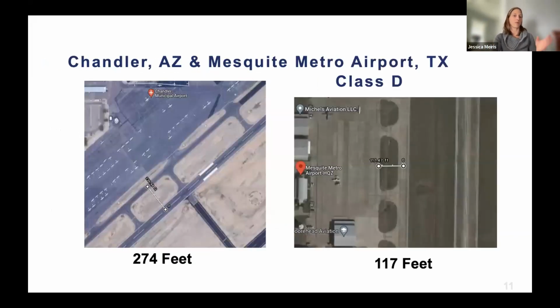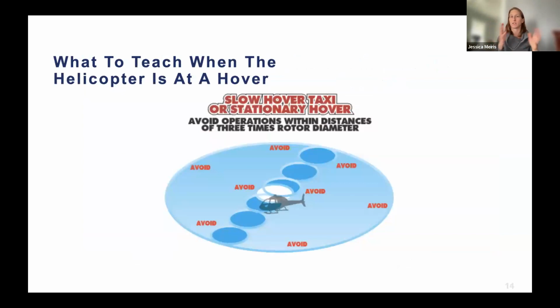So here's another example, center line runway to center line taxiway of 274 feet. And then a Class Delta airport, this is a ramp of 117 feet. So ramp, a lot of helicopters and aircraft are coming and going from that ramp, while others are taxiing along on that taxiway. 117 feet is not that far. So it gives you an idea of some of those reference points.